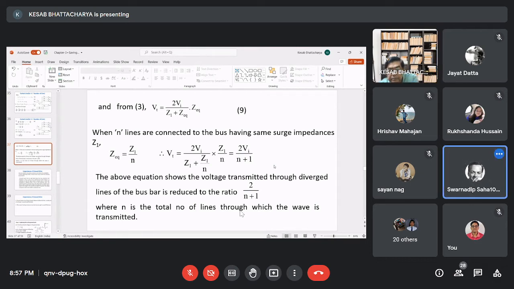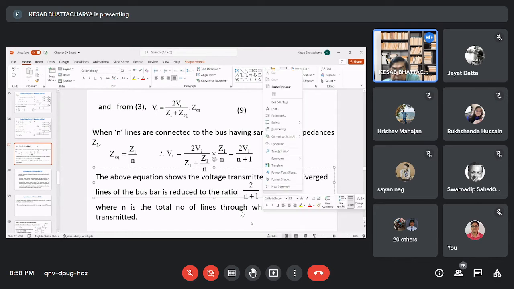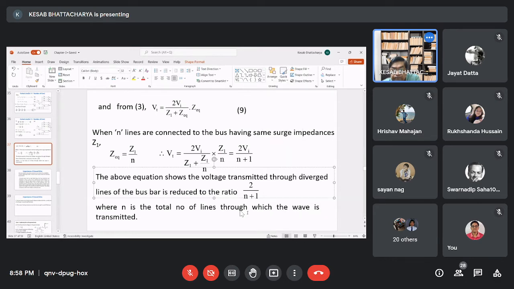Yes, sir, understood. The above equation shows that the voltage transmitted through the diverged lines of the busbar is reduced to 2 by n minus 1 times the actual voltage. Reduced to the ratio 2 by n minus 1, where n is the total number of lines through which the wave is transmitted. Is that point clear?